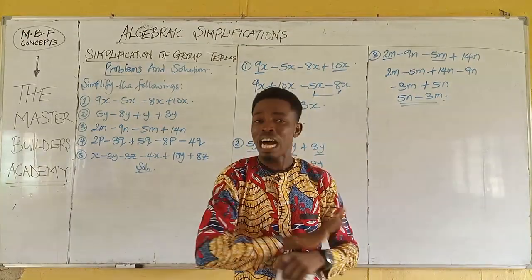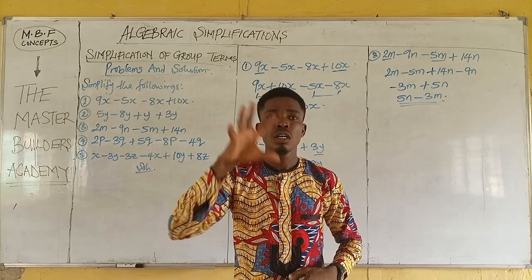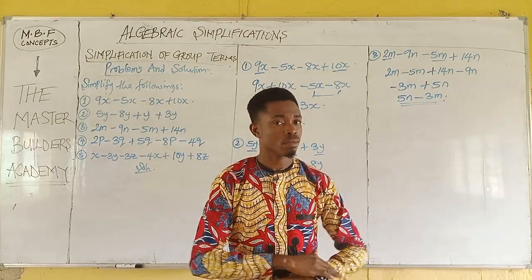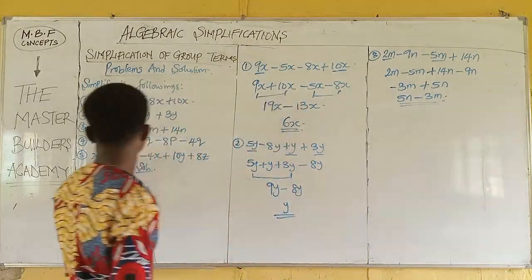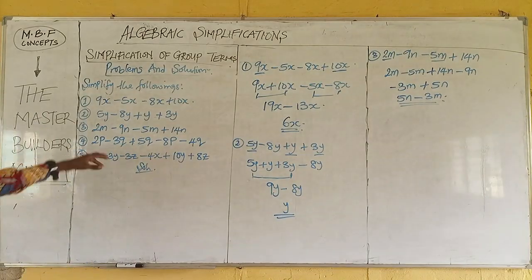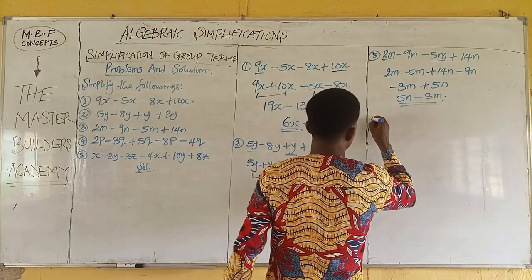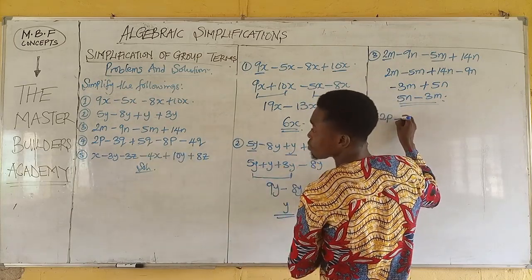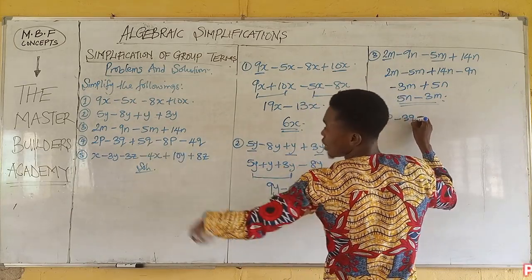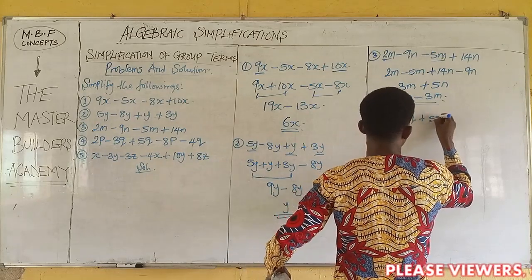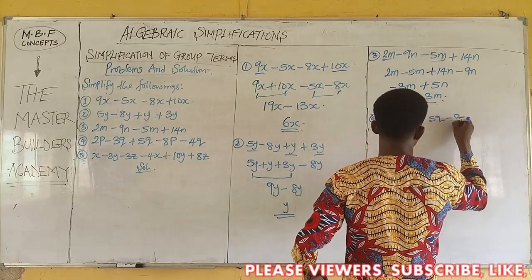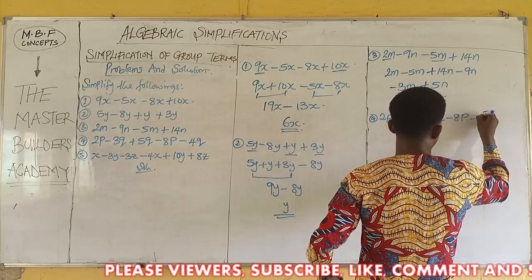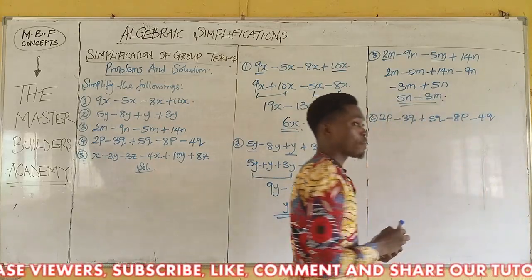Alright, this is how this aspect of algebraic simplification works. Now, the next question we have there is 2p, so we have it to be question number 4. 2p minus 3q, then plus 5q minus 8p minus 4q. It's as simple as this.